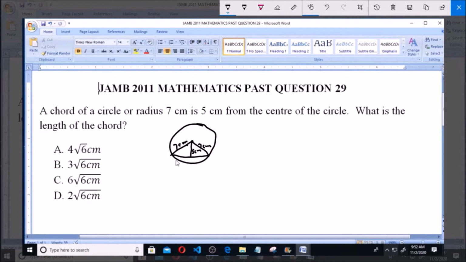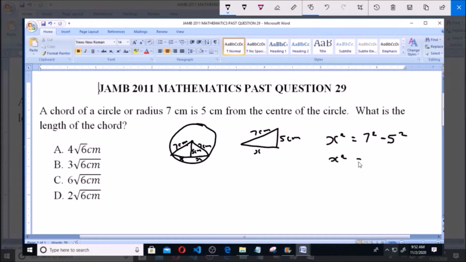Let's divide this chord into two. Let's call here x and here x. If you look at one part, let's pick one part, we'll have something like this: x, 5 cm and 7 cm. Using Pythagoras theorem, we can find this x, so we can simply say x squared is equal to 7 squared minus 5 squared.